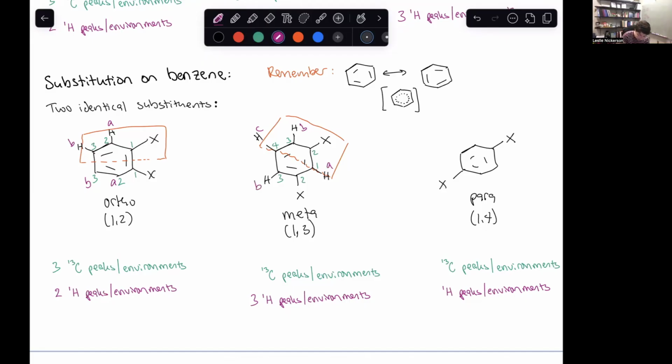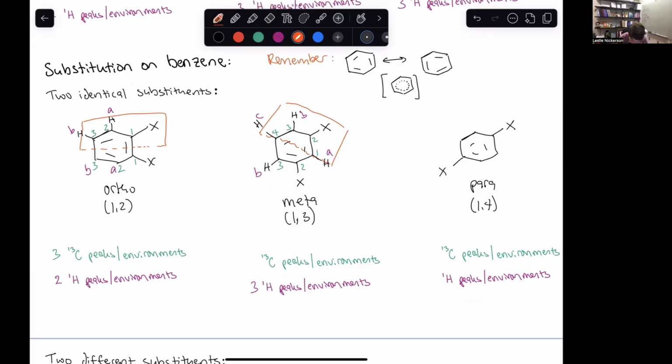Okay. For para, which is the 1, 4 substitution, you want to look at this one carefully because I've got a plane of symmetry right here, but I also have a plane of symmetry perpendicular to that right there. So in this one, I'm actually looking at a much smaller piece of this box where I only have one H in it. Okay, so keep that in mind just to make sure that you're finding all of those planes of symmetry. It's going to be important. So we really only have the one proton environment here.